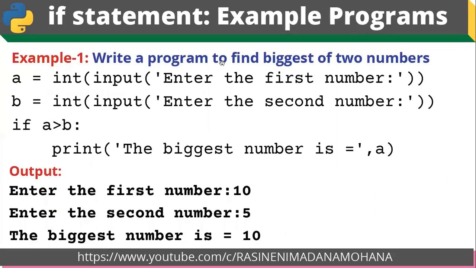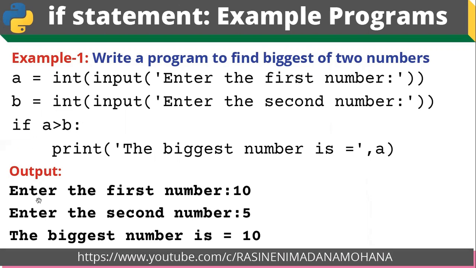Let us see one simple example program in Python. We want to find the biggest of 2 numbers, and it displays only the biggest number. Now let us read the first number: a equal to int of input of, enter the first number. Then b equal to int of input of, enter the second number. Both are of integer type. Now the if condition, which is a relational expression: a greater than b, colon. Then statement 1, we are printing the biggest number is a. Whenever this condition is true, it displays the biggest number is a. If the condition is false, nothing will be displayed.